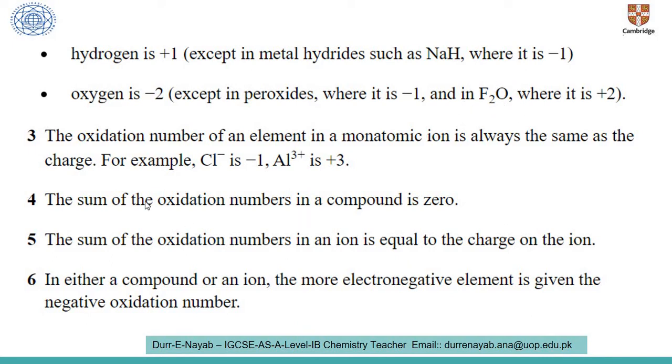Whereas the sum of the oxidation numbers in an anion will be equal to the charge on the anion. We will be dealing with this point in detail today. The sum of the oxidation numbers in an ion is equal to the charge on the ion. Today we are going to take out the oxidation number for such compound ions which are charged in nature.